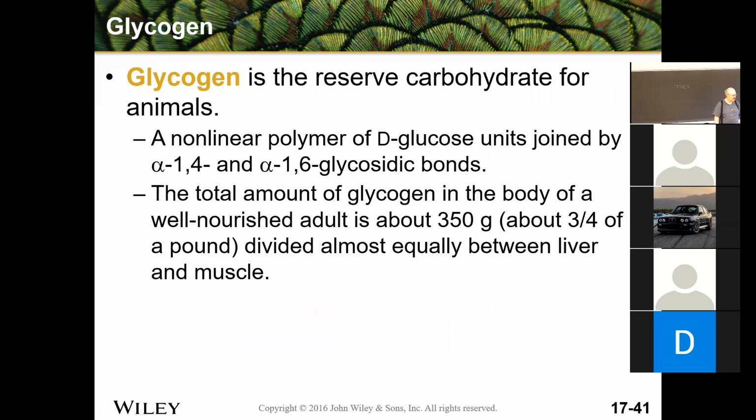Glycogen is also a polymer of glucose, and it consists of alpha 1 to 4 and alpha 1 to 6 glycosidic bonds. Okay, this is the reserve carbohydrate or the storage carbohydrate for animals. The total amount of glycogen in the body of a well-nourished adult is about 350 grams. And it's divided almost equally between liver and muscle.